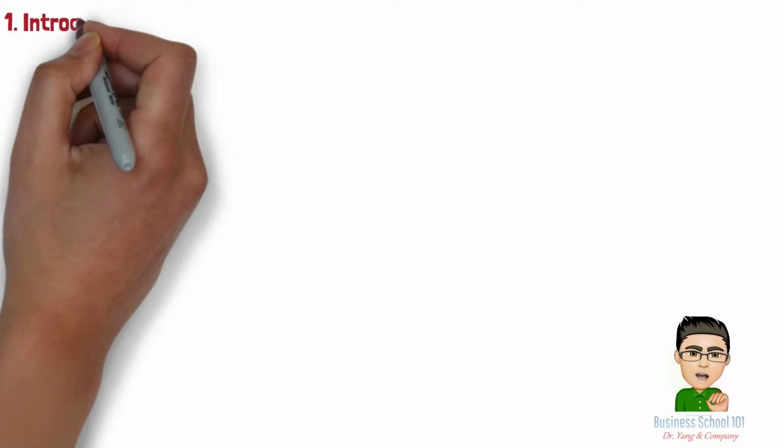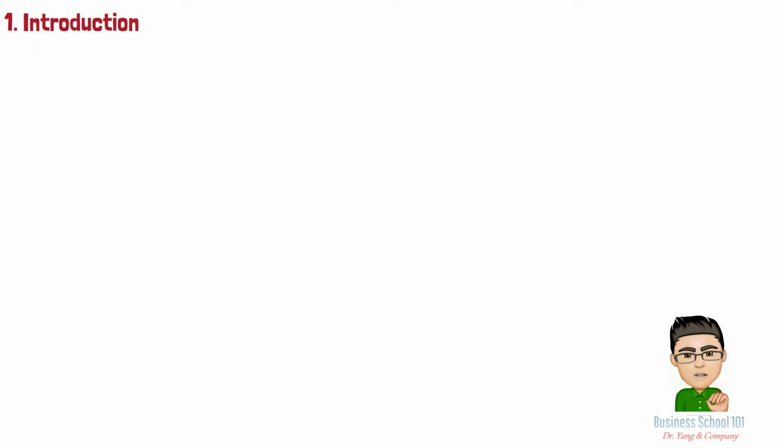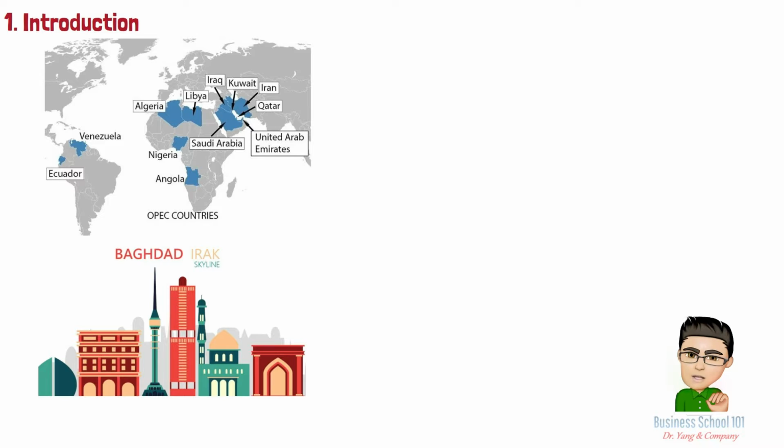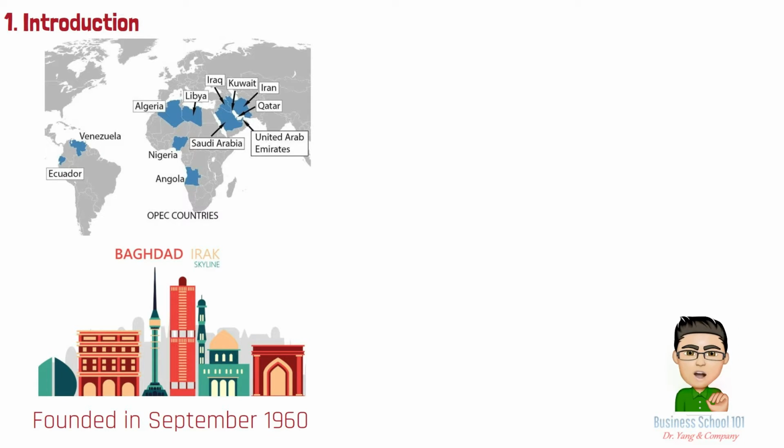Section 1. Introduction. The Organization of the Petroleum Exporting Countries was founded in Baghdad, Iraq, with the signing of an agreement in September 1960 by 5 countries, namely Islamic Republic of Iran, Iraq, Kuwait, Saudi Arabia, and Venezuela. They were to become the founder members of the organization.